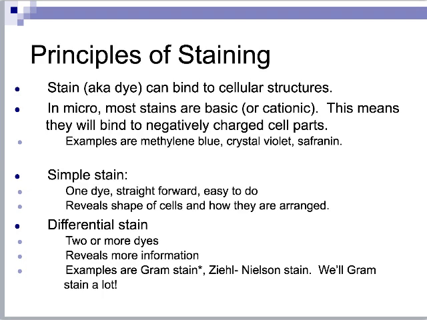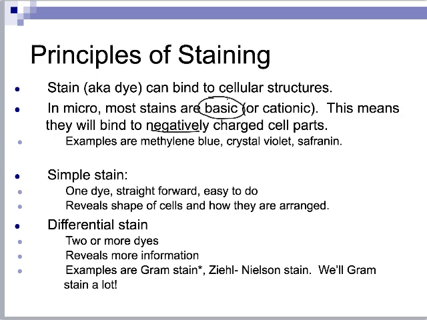Okay, so stain, sometimes it's referred to as dye, and dyes bind to cellular structures. So in microbiology, most of the stains that we use are cationic or are basic. So what that means is that they're going to bind to the cell components that are negatively charged, so the anionic cell parts. Some examples of stains that we'll use are methylene blue, which would look blue, crystal violet, which will look purple, and safranin, which will look red or pink.